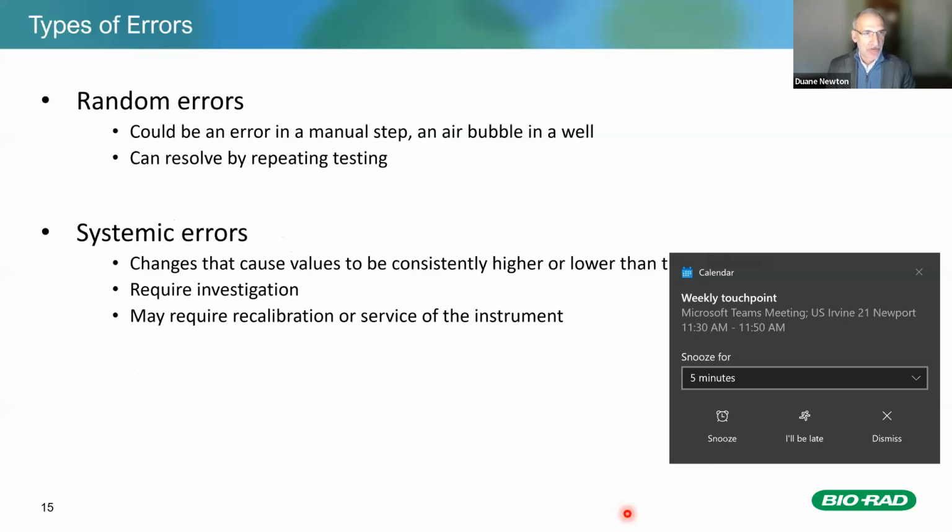A couple of different types of errors are random errors and systemic errors. Random errors could be an error in a manual step or an air bubble in a well, and those types of errors can be resolved easily by repeat testing. Systemic errors are changes that cause values to be consistently higher or lower than the true value. These types of errors require investigation and may even require recalibration or service of your instrument. Ultimately, systemic errors have the potential to impact patient results and are the type that we're most concerned about identifying.